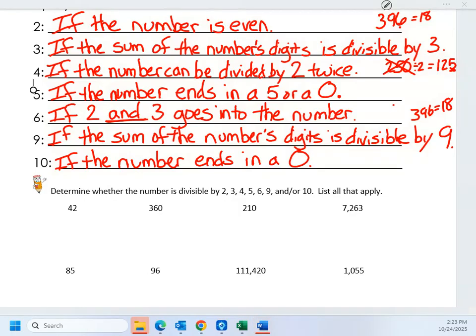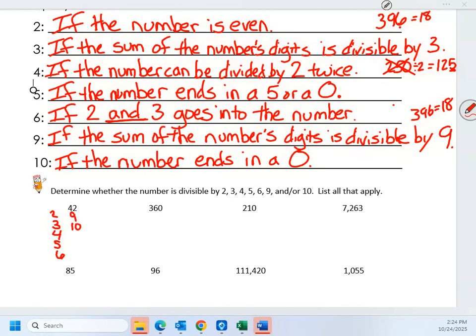So let's look at how we're going to use this. Let's look at that 42. It says determine whether the number is divisible by all of these numbers. List all that apply. So what I do is I'm going to write each of those numbers, 2, 3, 4, 5, 6, 9, and 10. And I'm going to check to see if the number is divisible by each. So, I'll move my 9 and 10 over a little bit.